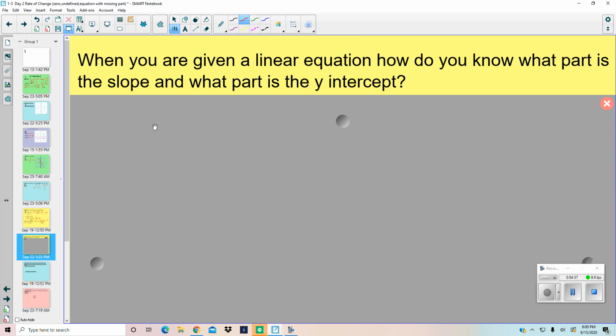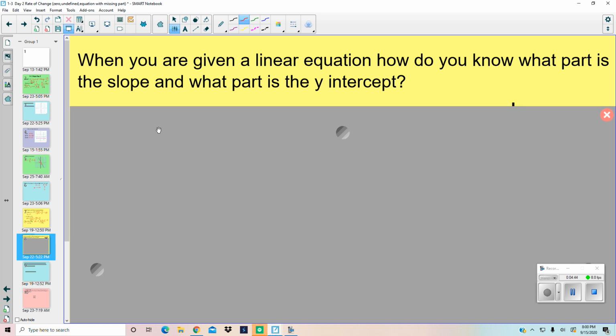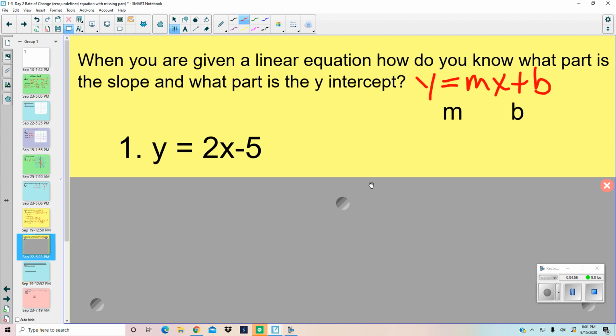So now when you are given a linear equation, how do you know what part is the slope and what part is the y-intercept? Well, it's important to remember slope-intercept form is y equals mx plus b. So the number in front of x is the slope, and the number added on is the y-intercept. So when I look at this equation, I can see that the slope is 2, and the y-intercept is -5. The y-intercept is where it crosses the y-axis. And then it would have a rise of 2 and a run of 1 when you have a whole number.